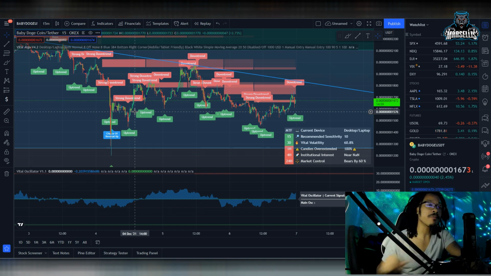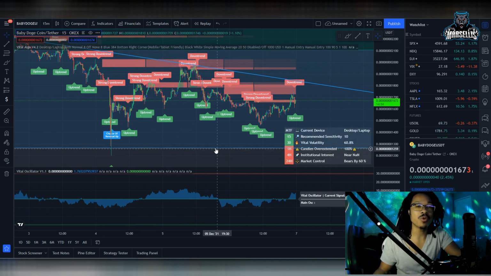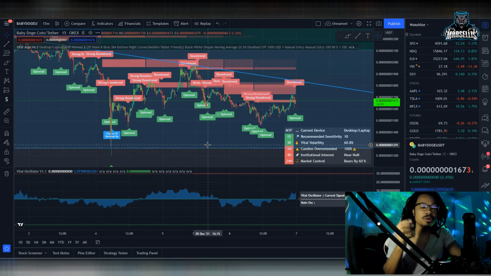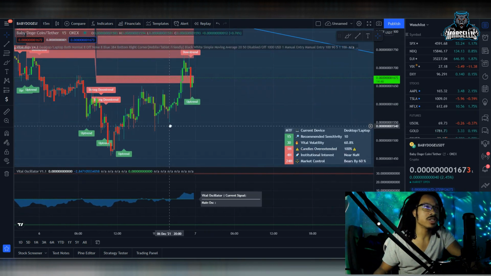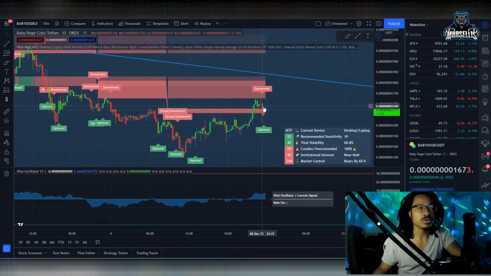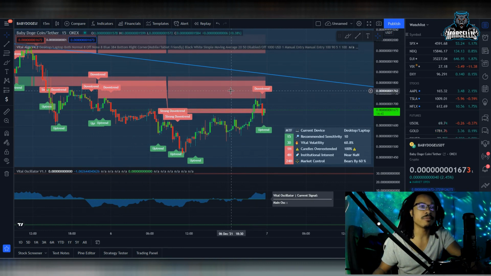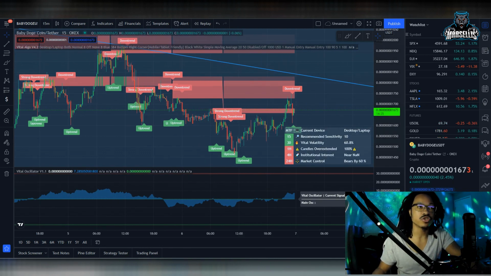Now, let's go over baby Doge. So the first thing I want to mention here with baby Doge, the 24-hour market control is in control by the bears by 60%, showing 40% bullish. Do not be fooled by this uptrend right here. This is a bull trap, literally. You can see over here, these red areas show less demand for baby Doge. So the supply and demand areas is showing less demand. So we're definitely going to continue to trend downwards.